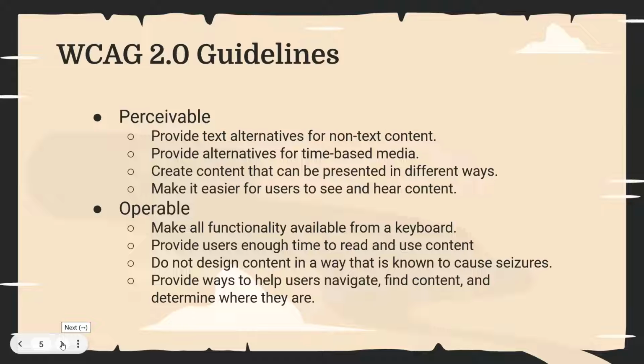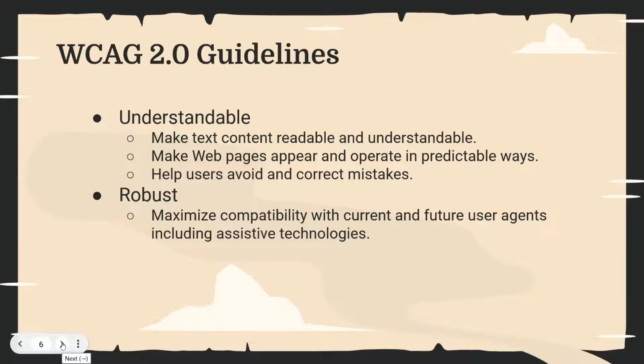So that would be flashing screens or anything that moves very quickly, that could set off someone's seizure if they have epilepsy. Provide ways to help users navigate, find content, and determine where they are. So being very clear at the beginning of your course with course navigation, course video that talks about your course tour, as well as a course map.